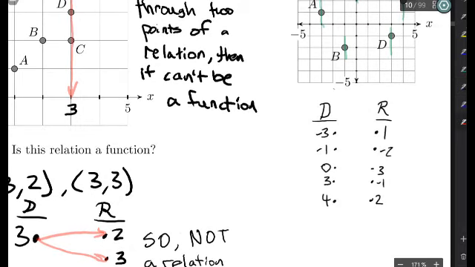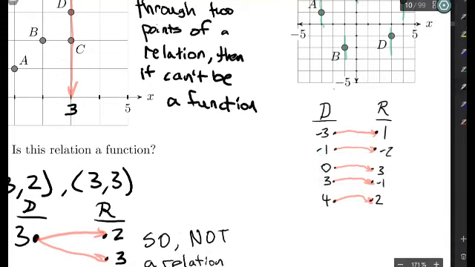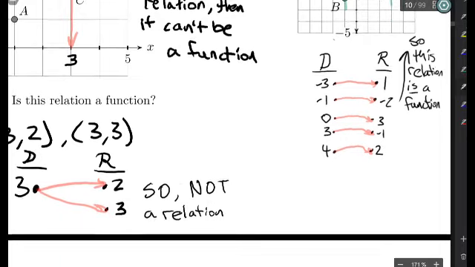This element uniquely maps to this element. This element uniquely maps to this one. Likewise here, here, and here. So this relation is a function. All right.